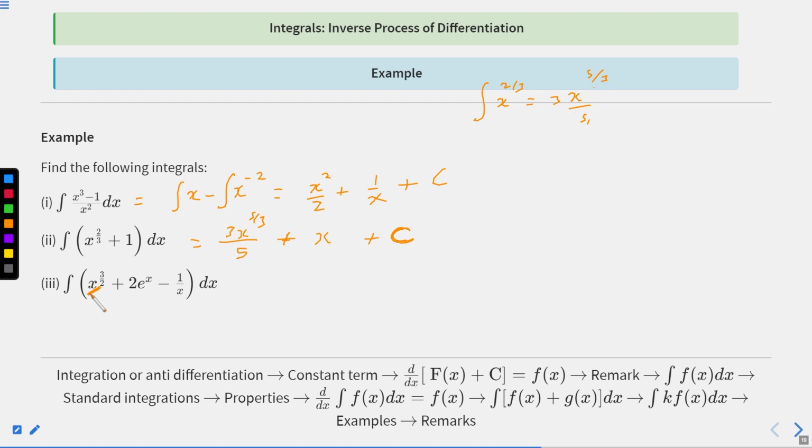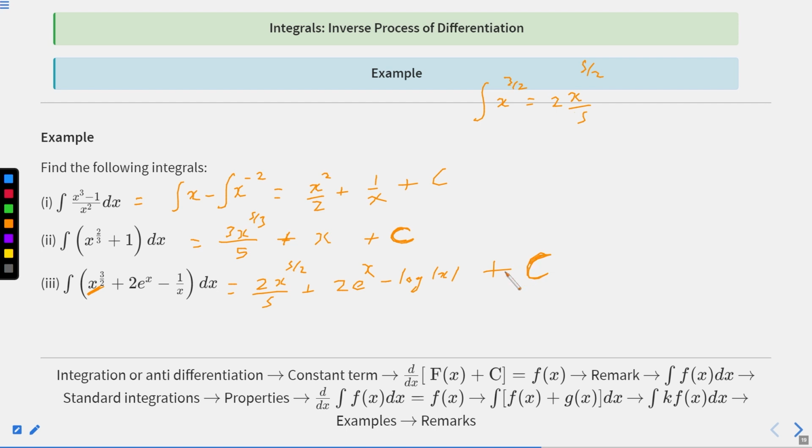The same thing will happen for this. For this term you will apply this rule. 3 by 2 plus 1 is 5 by 2. So your first term will reduce to x square multiplied by x power 5 by 2 divided by 5, and the 2 can be taken out. This will be e power x, minus log x, plus also the constant. I hope it is clear to you.